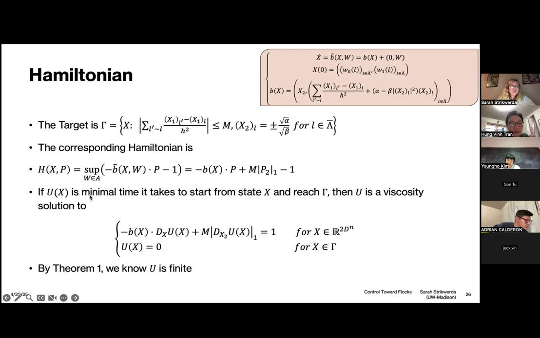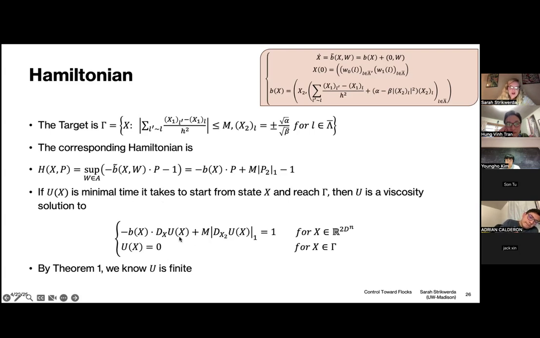And then if u of x is the minimal time it takes to start from a given state x and reach gamma, then u is a viscosity solution to this equation right here. And so we could figure that out. We do know that u is finite because we showed that given any initial flock, you can reach something in this set in finite time.